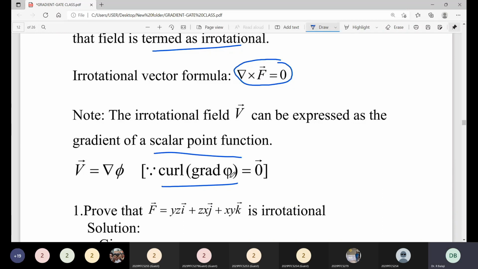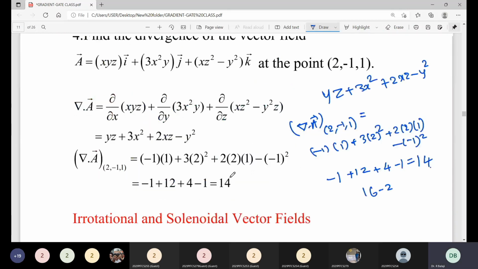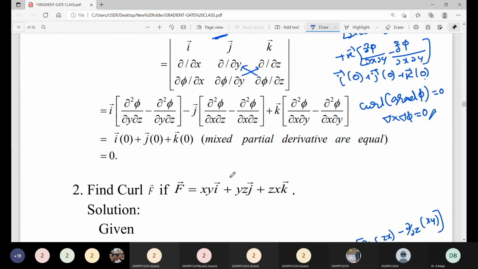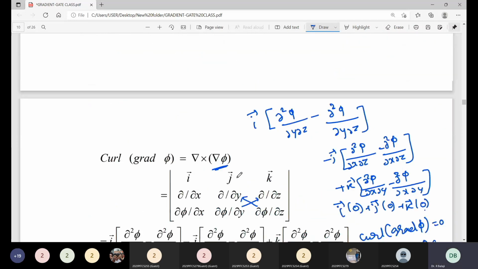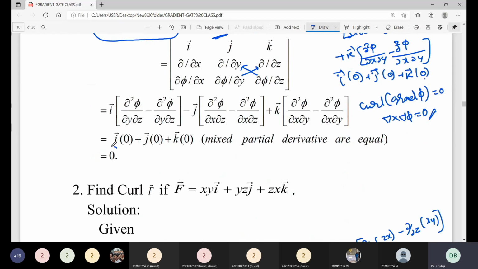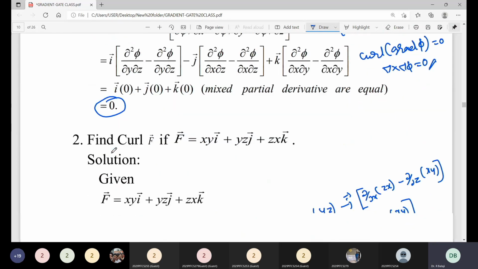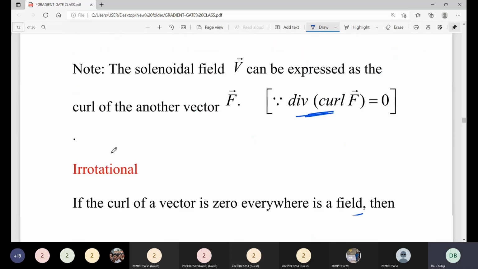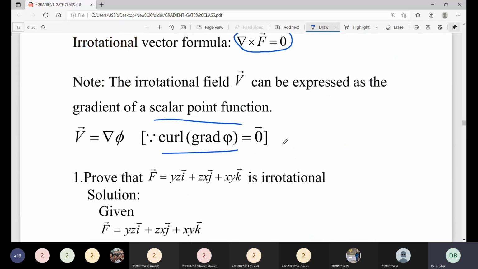See here the proof. Curl of grad phi is equal to 0. So just now we have proved this one. Curl of grad phi is equal to 0. Now, we are going to solve some problems.